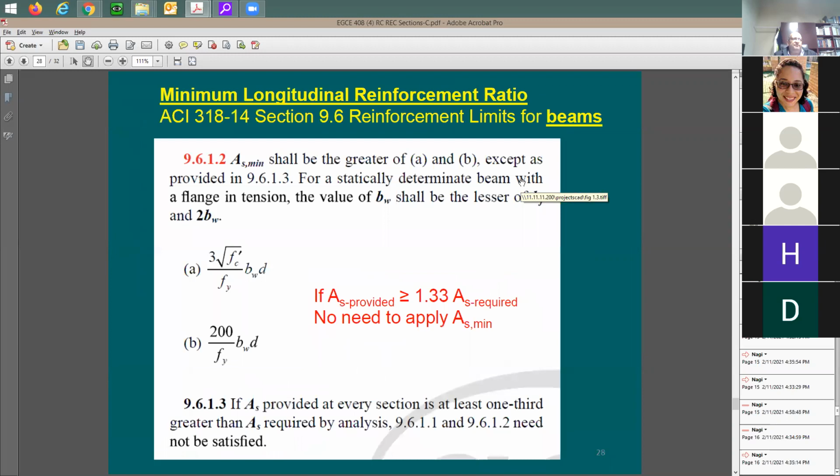Here's what the code says after this example. Here's a copy and paste from the code. Yes, any questions? Trent?